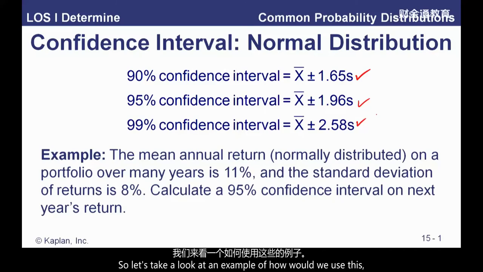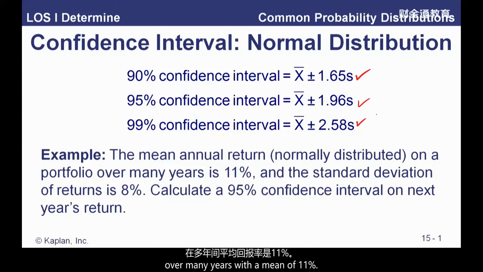So let's take a look at an example of how we would use this. The mean annual return is normally distributed on a portfolio over many years with a mean of 11%. The standard deviation of returns is 8%. Calculate a 95% confidence interval on next year's return. So the mean, we're going to center this on 11, and the standard deviation is 8.